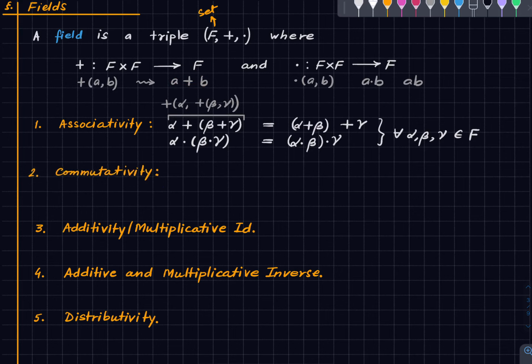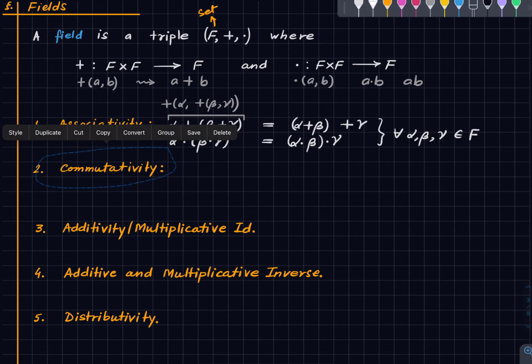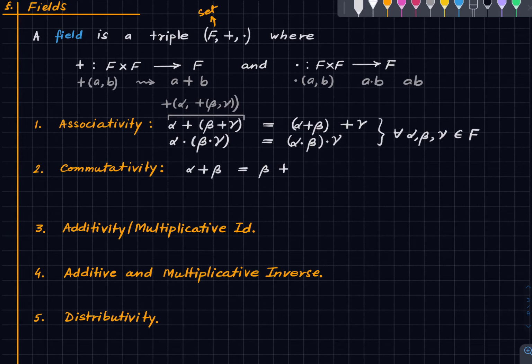So that's your associativity. And now we need commutativity, or rather we will define what we mean by commutativity. So it just means this happens and this happens, again for all alpha and beta in the set F.